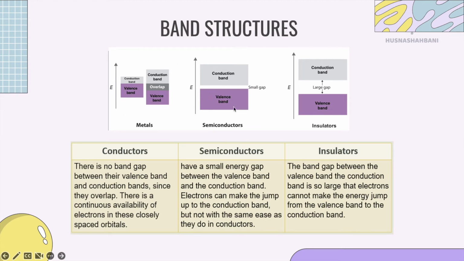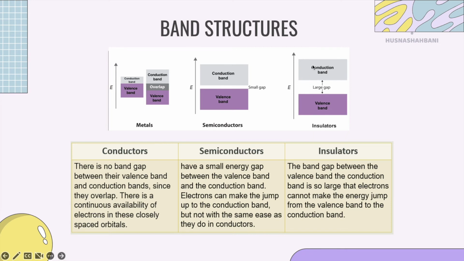In semiconductors, there is a small energy gap, a very small gap between the valence band and the conduction band. Electrons can make the jump up to the conduction band from the valence band. Here it can jump to the conduction band, but not with the same ease as in conductors or in metals. Here it's easier because there is no gap at all. In a semiconductor, small gap, still doable, but not as easy as in metals or conductors.